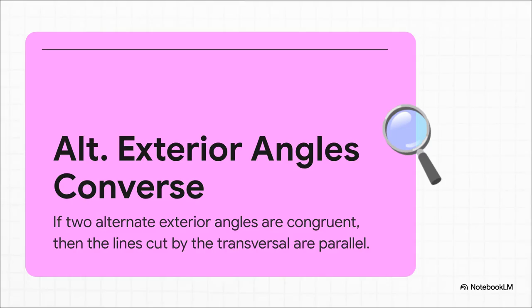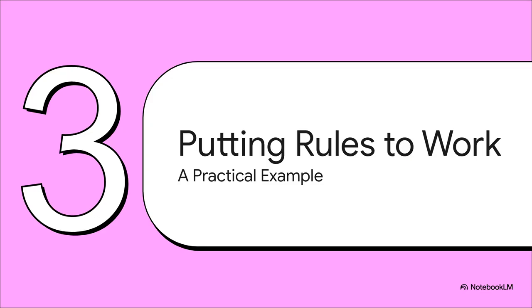And to round out this first batch of tools, we've got the alternate exterior angles converse. You've probably guessed it already. It's the exact same logic, but this time for the angles on the outside. Find a congruent pair on opposite sides of that transversal, and bam, you've got your proof. All right, so we've got 3 solid proof-generating tools in our kit now. Let's put them to the test and see how they work in a problem that's a little more interesting.